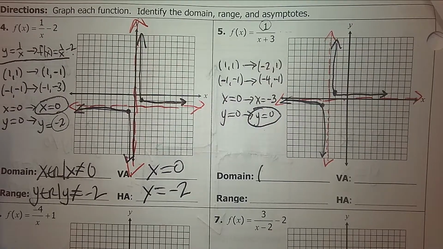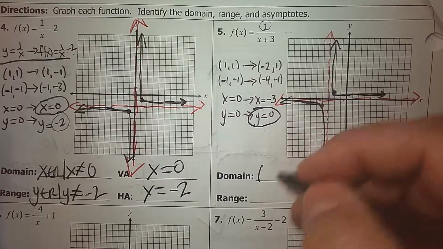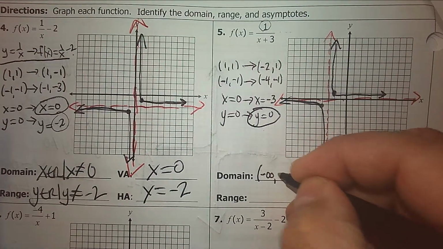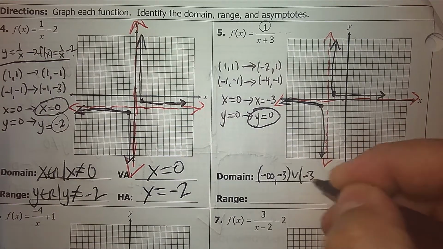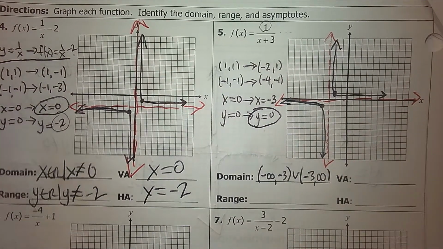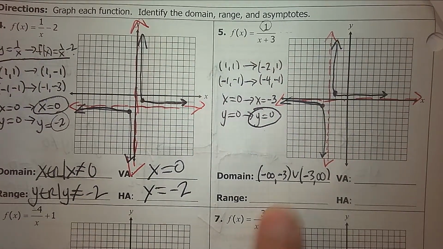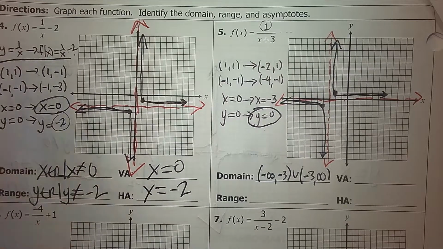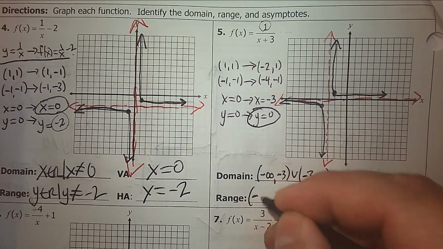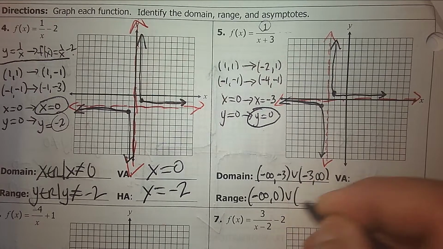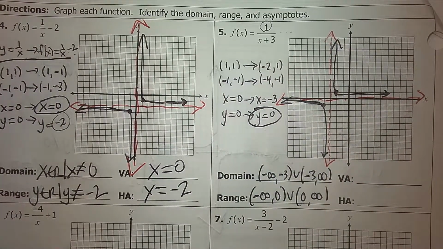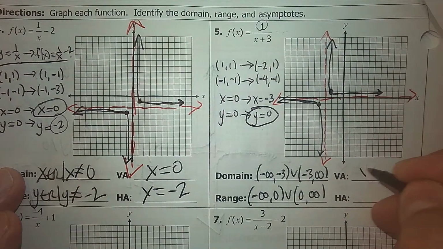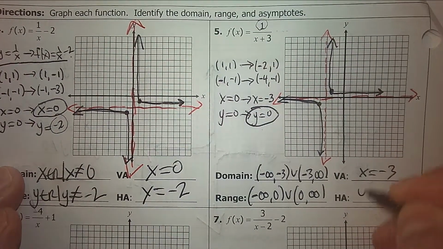Domain. I'm going to write this in interval notation so you can see both. What's the one number x cannot be? So we're going to go negative infinity to negative 3 and negative 3 to infinity. And that's a different way of writing the domain. Just like for the range, I can go negative infinity to 0 and 0 to infinity. Both are correct. And then write down your vertical asymptote and your horizontal asymptote.